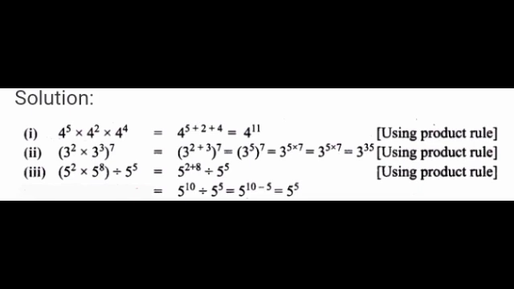Third question. 5^2 into 5^8 divided by 5^5. Here add the powers. 2 plus 8 equal to 10. So 5^10 divided by 5^5. Here we can use the quotient rule. For that, subtract the powers. 5^(10 minus 5) equal to 5^5.